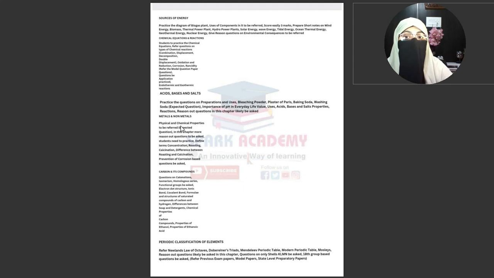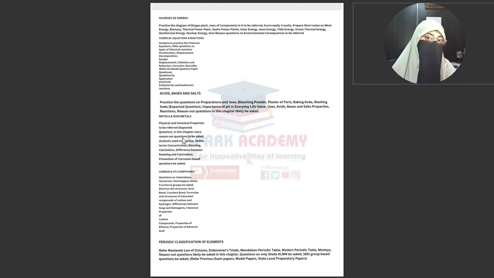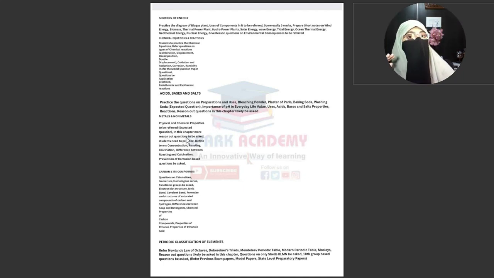Now coming on to metals and non-metals. In metals and non-metals, the physical and chemical properties will be asked. Then the reasoning questions will also be asked over here. Then the terms concentration, roasting, calcination, they will ask you, because these terms are new to the students of SSLC. So they will ask you to define them. Then the difference between roasting and calcination.